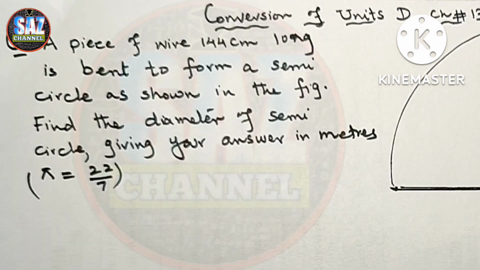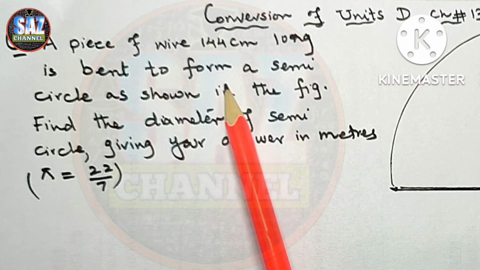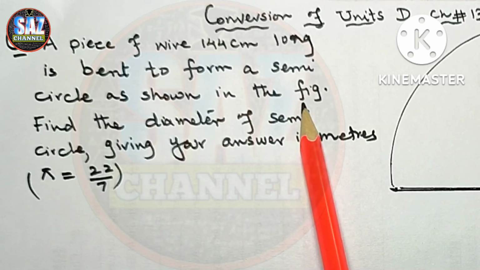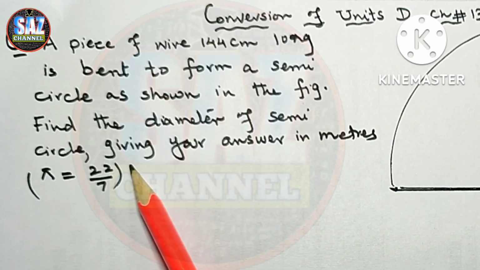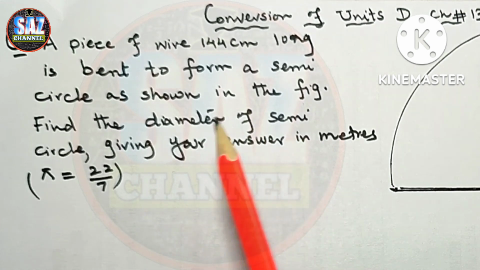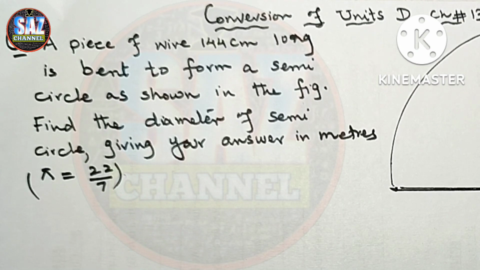Question 5 says, a piece of wire 144 centimeter long is bent to form a semicircle as shown in the figure. Find the diameter of the semicircle, giving your answer in meters, and we have to take pi as 22/7. Let's try to understand the question.